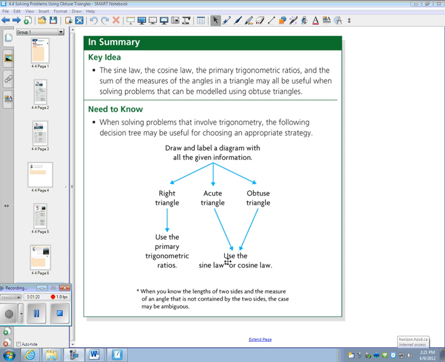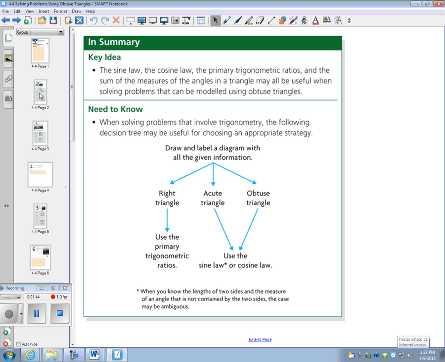The one thing to note is this star here. If you know the lengths of two sides and the measure of an angle that is not contained, the case may be ambiguous. So just be careful. Look at what information you're given. If you are using the sine law, you could be given an ambiguous case. There could be two possible or no possible triangles. Okay, so just be aware of that.